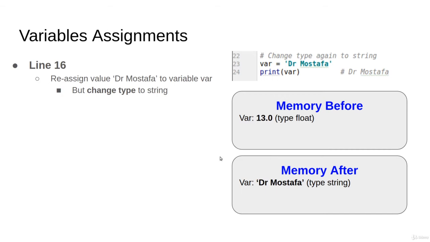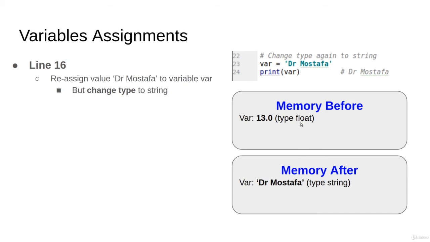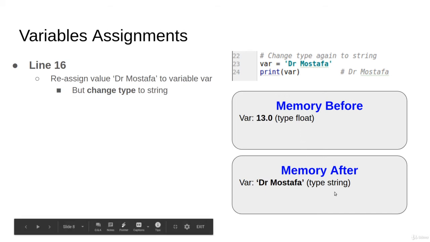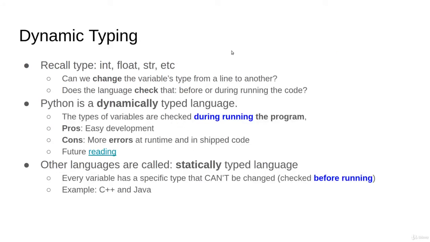Now going one more step. Now we say var equal a string value of Dr. Mustafa. So there are two changes here. The value 13.0 will be changed to Dr. Mustafa, and the data type will be changed from float to string. As you see, dynamic typing allows us to change even the data type of the variables.